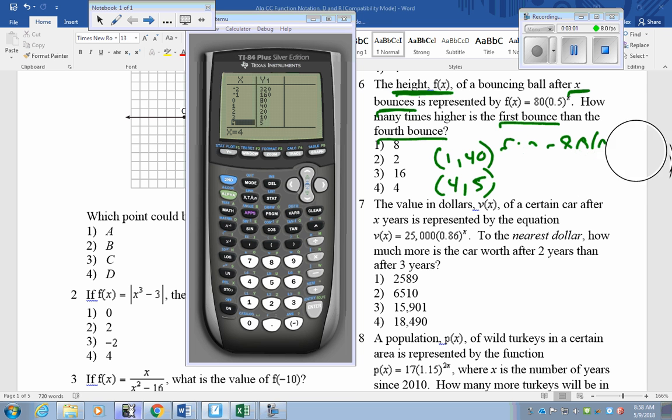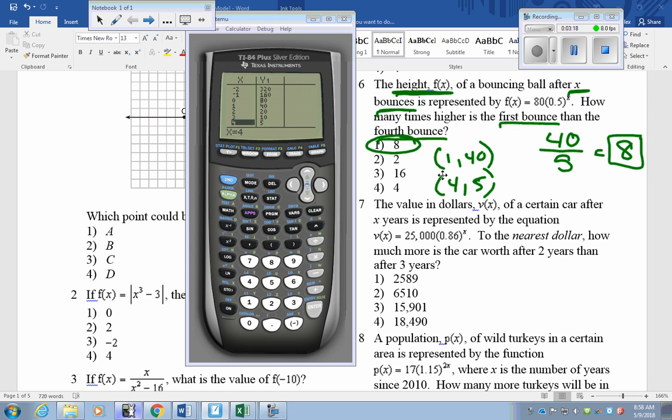So what I have to figure out now, it says how many times higher was the first bounce than the fourth bounce? To find out how many times higher it was, we're going to have to divide those two values. If you divide 40 by 5, you're going to end up with 8 times higher. So in this case, the answer would be choice number 1.